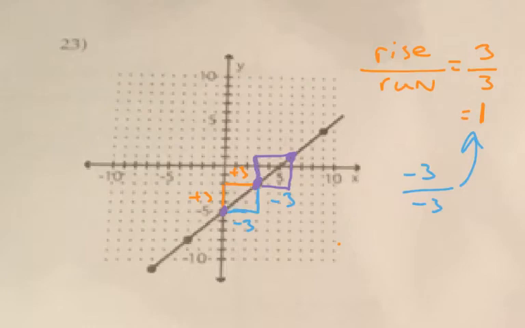Typically, again, we go rise and then we run. So we usually go up and then to the right, if possible. Because we read left to right, we usually pick a point to the left, and then we pick a point to the right. But you don't have to. Okay, well, let's look at the next one.